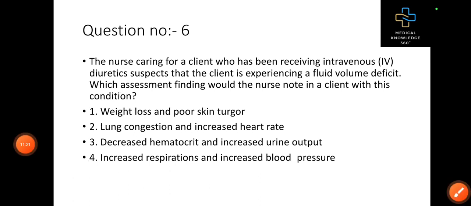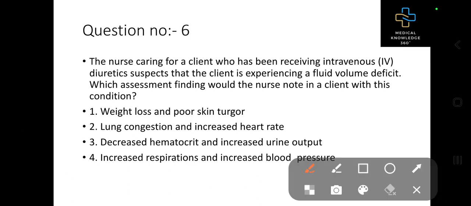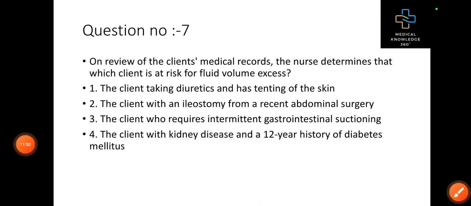Well, the right answer for this question is weight loss and poor skin turgor, because a fluid volume deficit occurs when the fluid intake is not sufficient to meet the fluid needs of the body. And when we assess a patient with fluid volume deficit, we find that the person has poor skin turgor, dry mucous membranes, weight loss, decreased urinary output, etc. These are some of the common symptoms usually found in a patient with fluid volume deficit.